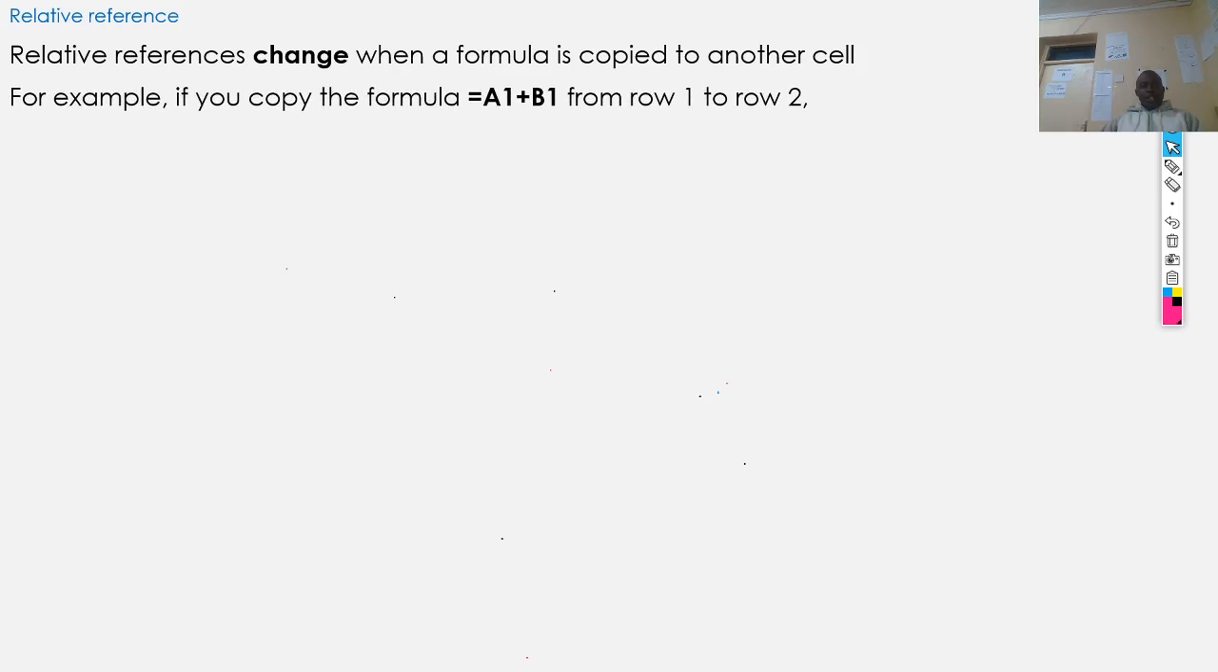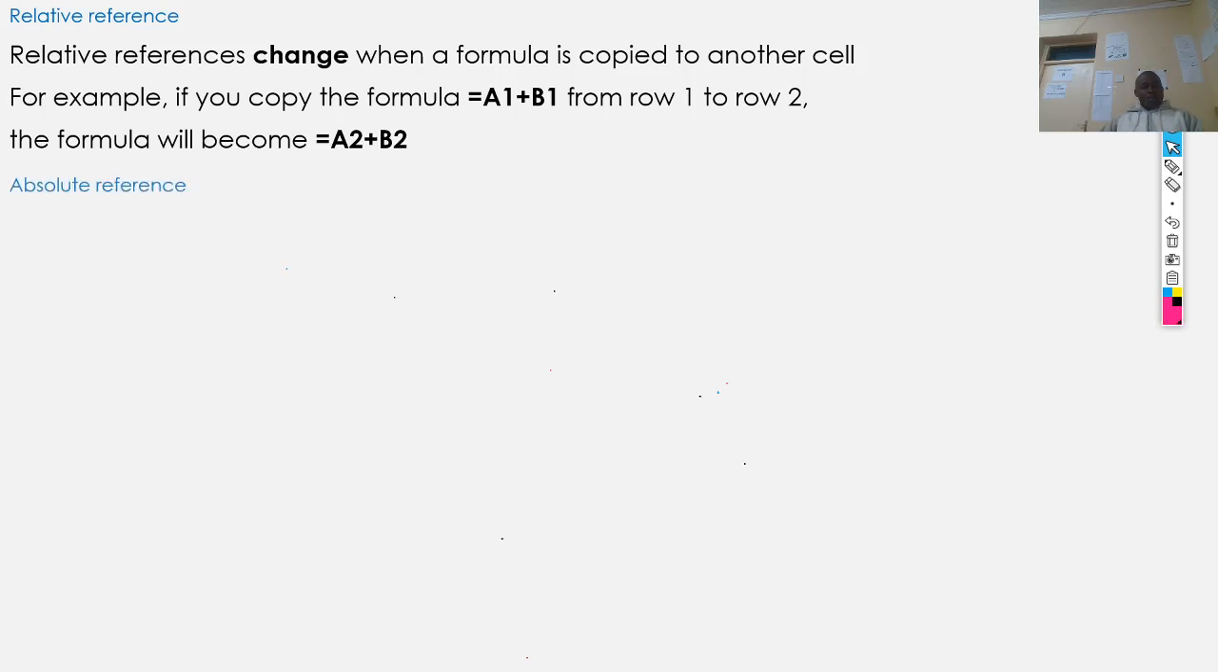For example, if you copy the formula equals A1 plus B1 from row 1 to row 2, the formula becomes equals A2 plus B2. I will discuss this more when covering questions on what happens to formulas when copied from one cell to another. I'm going to discuss relative referencing better in question form.